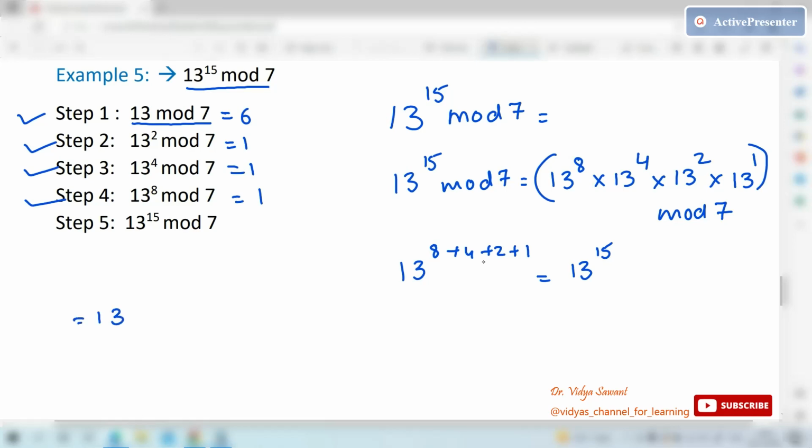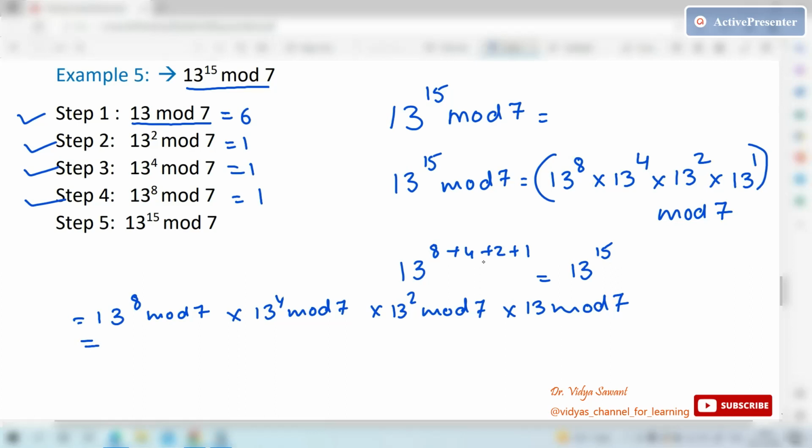So I have used these values here. Now separating out this bracket, we get 13 raised to the power of 8 mod 7 into 13 raised to the power of 4 mod 7 into 13 raised to the power of 2 mod 7 into 13 mod 7. Substitute the answer of each. So the answer of 13 raised to the power of 8 mod 7 is 1. 13 raised to 4 mod 7 is again 1. 13 squared mod 7 is 1 and 13 mod 7 is 6. So the answer of this is 6.